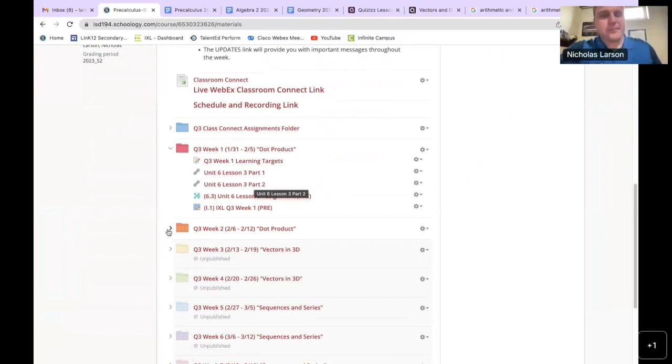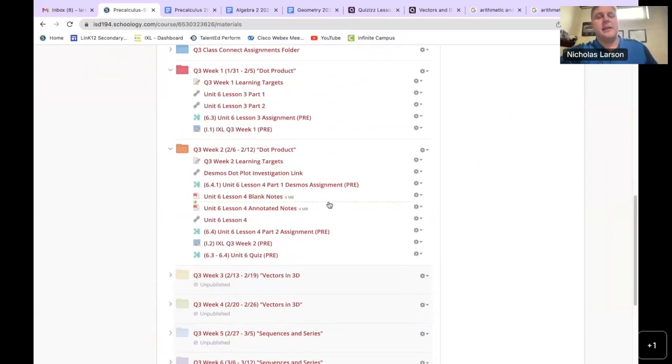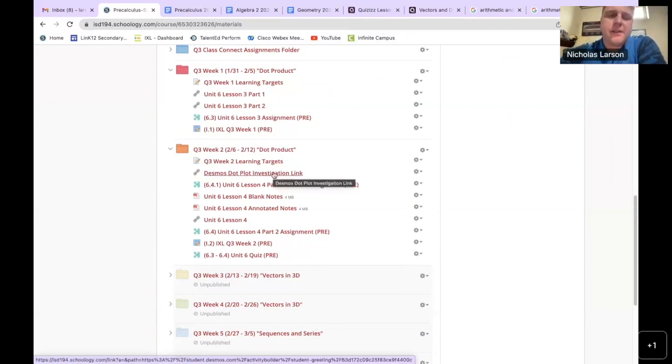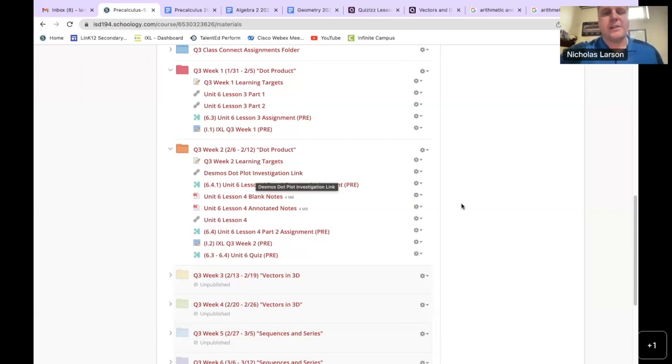If we look at today's, there's a Desmos link. I believe I updated the link if it doesn't work, but I try to use Desmos anytime I can. It's a great tool to help you figure out these dot products and vectors, so definitely take a look at that. I'll probably cut our Class Connect a little short, John, to give you time to do this Desmos because it's a great activity. And then again, this is the video that I made.